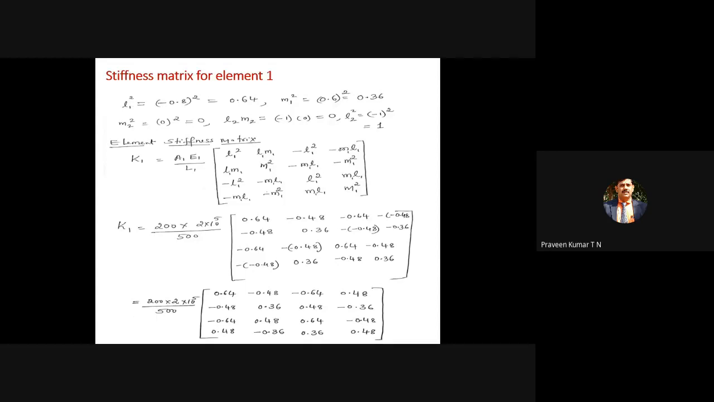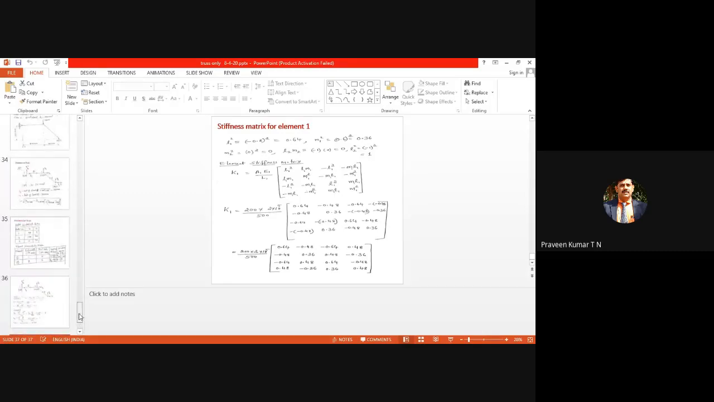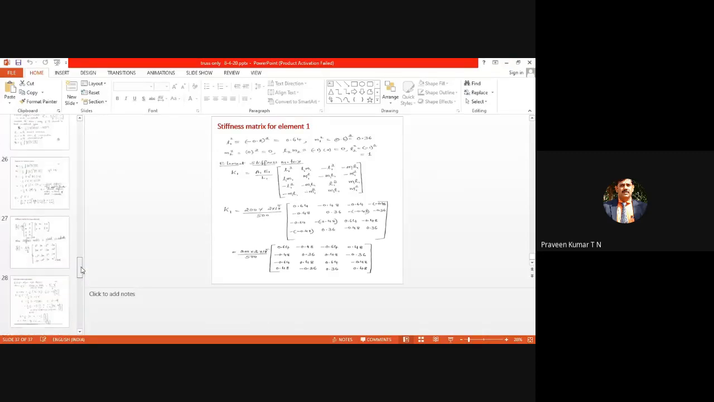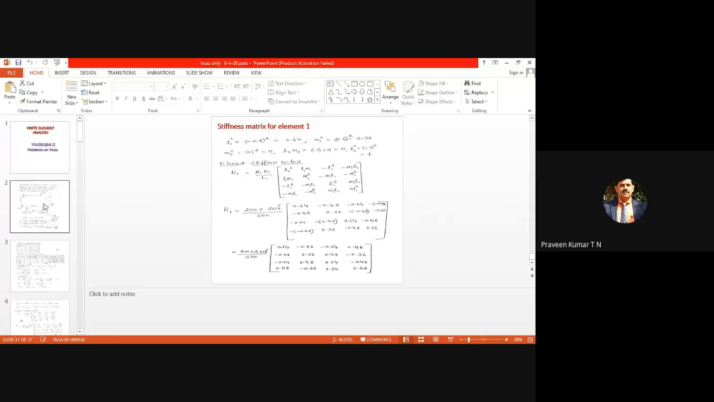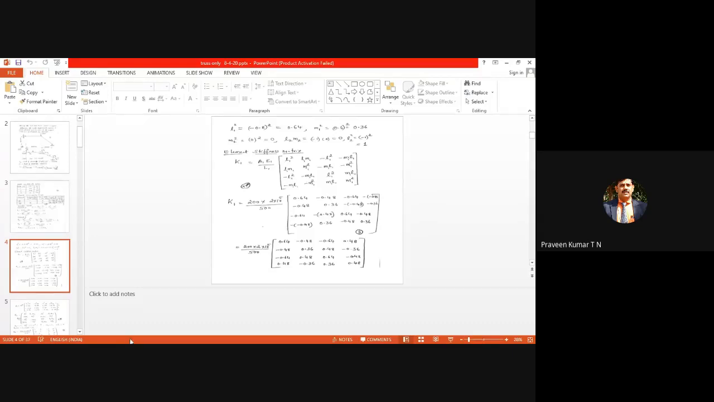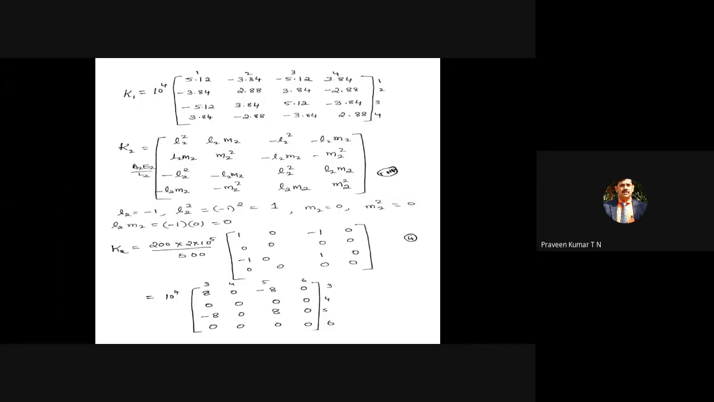In the similar way, you... one minute, there is a small mistake here. Now you already have the stiffness matrix for element 1. Now you have to find out the stiffness matrix for element 2.